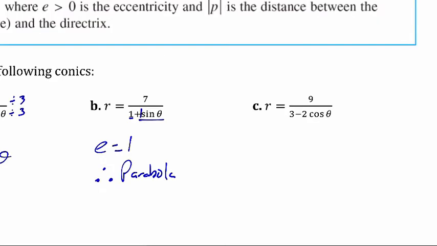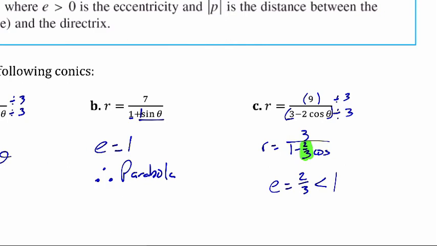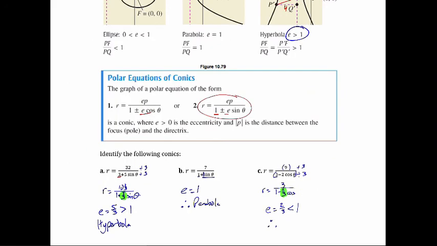Letter C is pretty similar in nature to what we did for number 1. We have to make that a 1, so let's divide everything by 3 on top and on bottom. We're just scaling it down. Our numerator is now 9 divided by 3, that's 3. Denominator, 3 divided by 3 is 1. 2 divided by 3, so we get 2/3 times the cosine. So now we have that E value. E is equal to 2/3, which is less than 1. Since E is less than 1, going back up to our three options, that makes it an ellipse. And that is all.